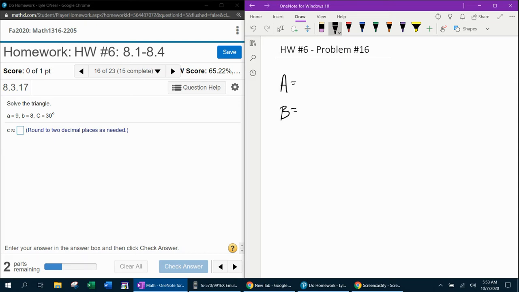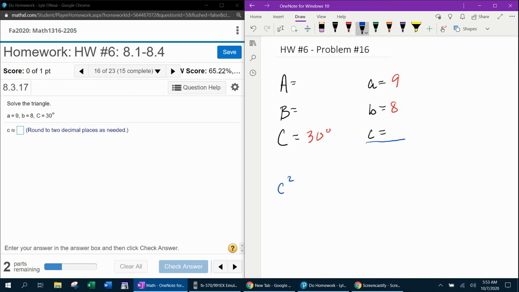I'm simply going to list all 6 pieces of the triangle, and then I'm going to write down the pieces that I'm given. Angle C, 30 degrees, side A, and side B. Notice that I do not have an angle and the side across from it, so I cannot use the law of sines. Therefore, I'm going to have to use the law of cosines. And since I am given a side angle side setup, we're going to have to find side C first.